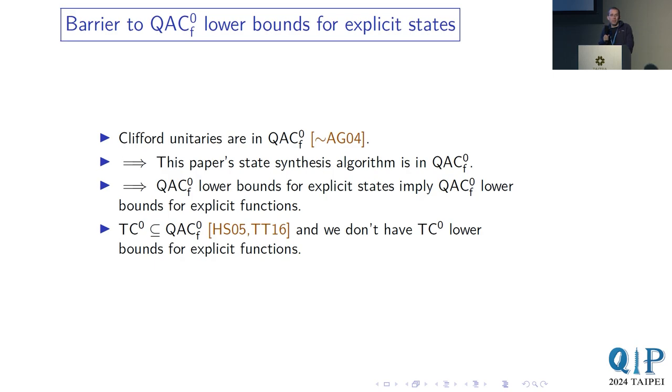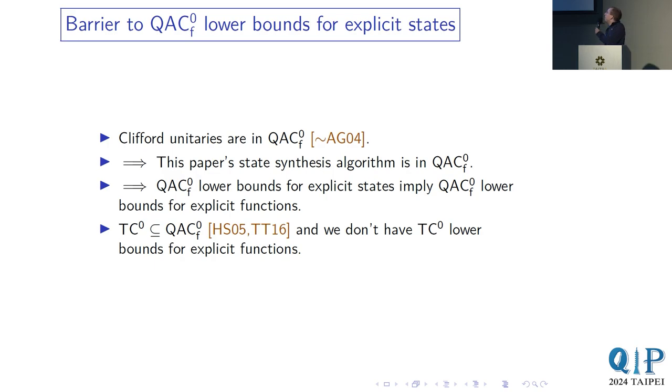So by reasoning similar to Aaronson's barrier, QAC0 lower bounds for explicit states imply similar lower bounds for explicit functions, specifically the oracle associated with that state. And this would be a really big deal because QAC0 includes a Boolean circuit class called TC0, which we don't have lower bounds for. So if we can show that an explicit state cannot be constructed in QAC0, then we get breakthrough classical circuit lower bounds for explicit functions.